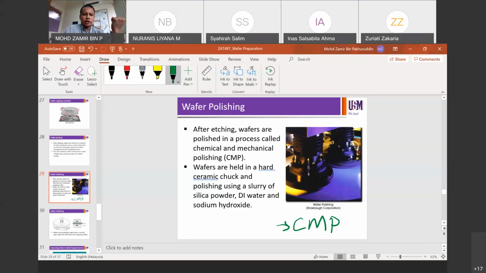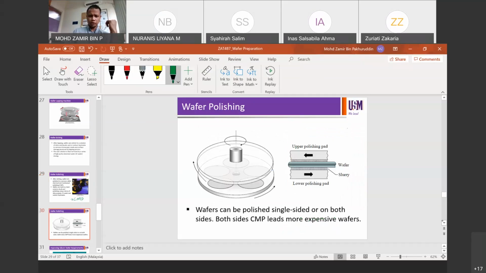Right, the polishing agent is a slurry, so we call it slurry: silica powder, air, water and sodium hydroxide. What it does actually is the polishing, like how we polish. That's how it looks like. So there'll be pads on the upper side and on the lower side.